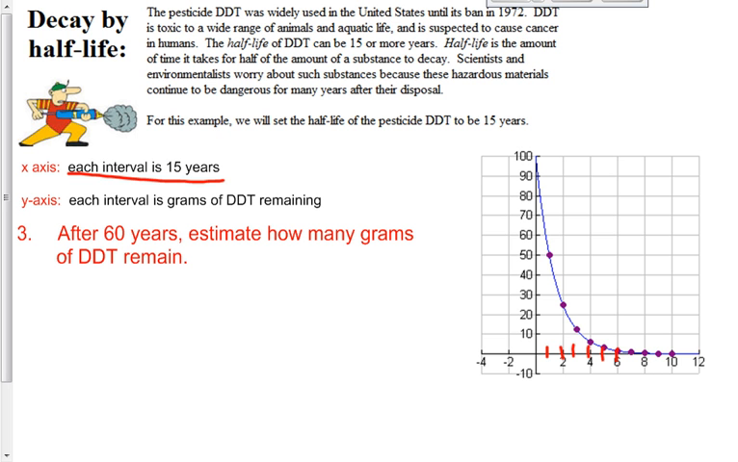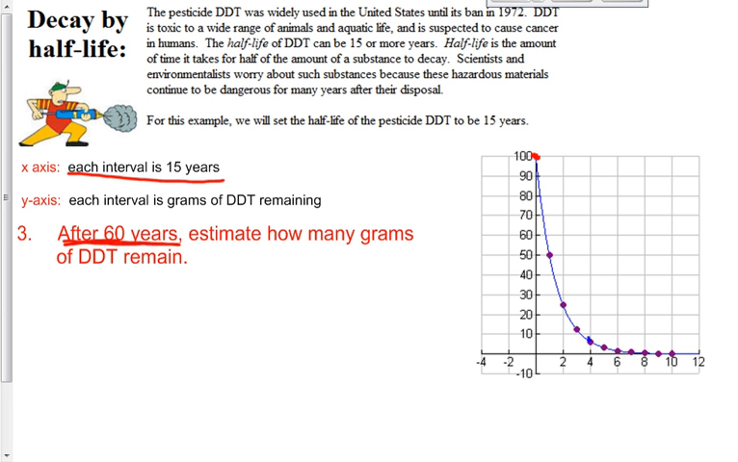Well, what happened is it starts at 100 when x is 0. So evidently they put 100 grams of DDT into this crop, whatever the case might be. Okay? And then estimate after 60 years. Remember how this is 15, 30, 45, 60. So when x is 4, estimate where it is. It is right there.